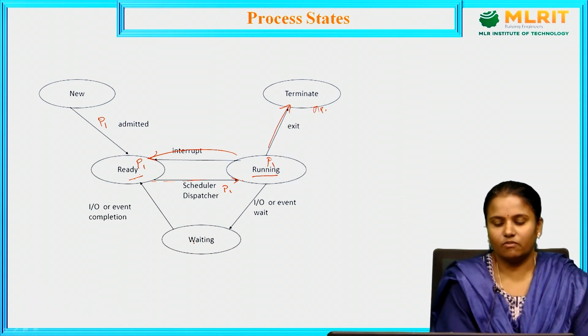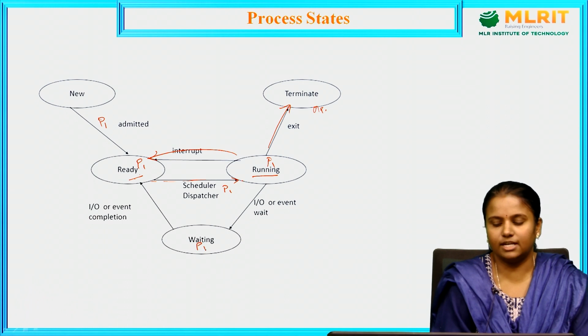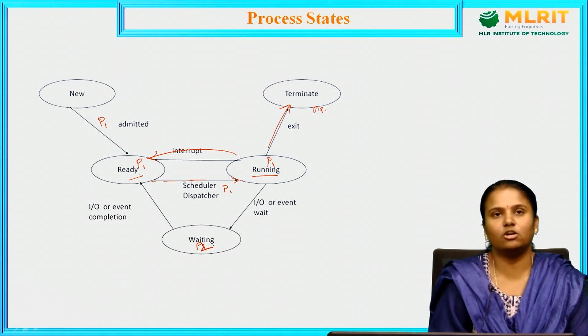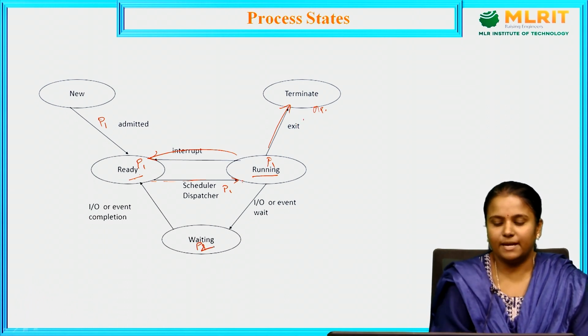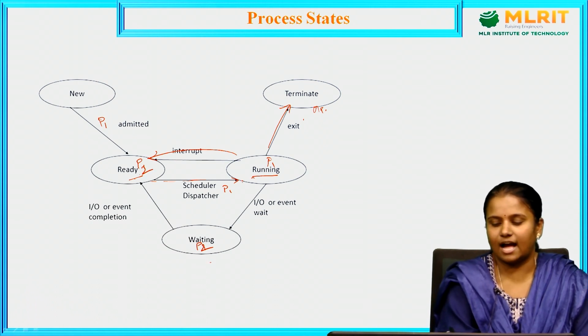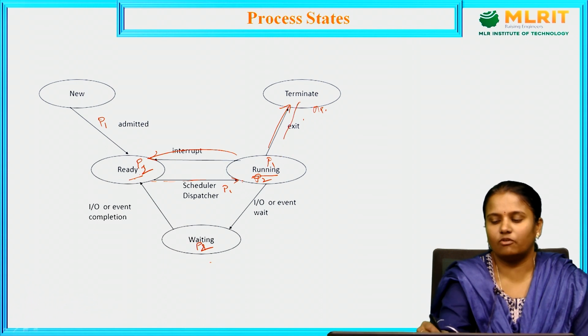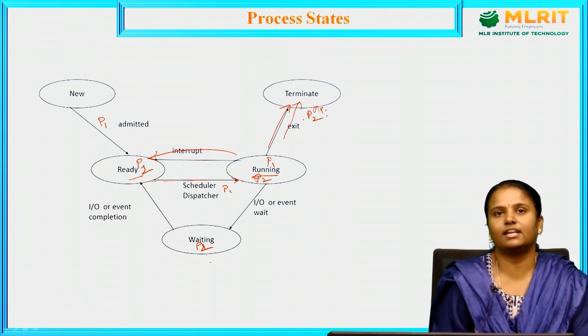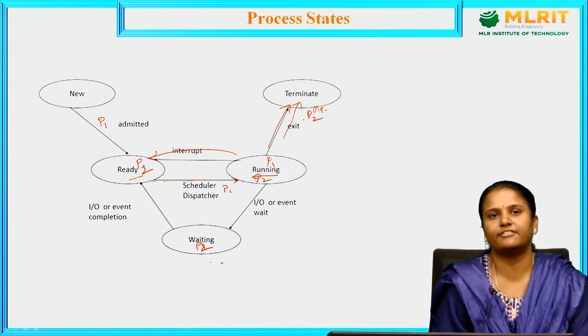Next, when the process P2 is under waiting, after completion of P1, P2 starts, goes to ready, then goes to running and then to terminate. That is when the second process is under waiting. This is what we have about process states.